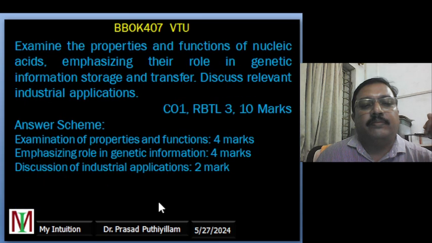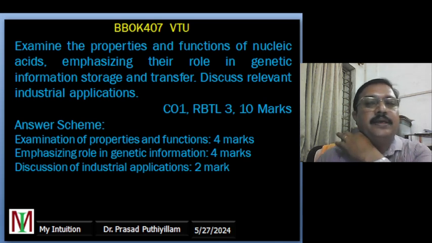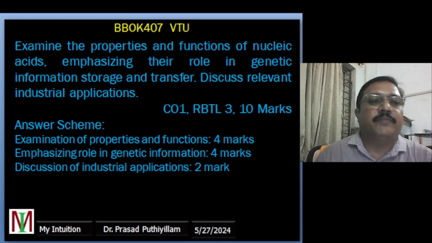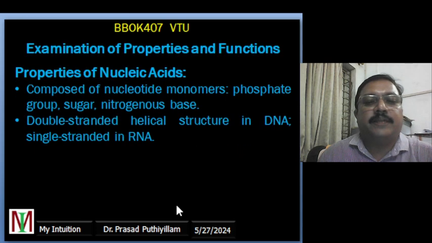Moving on to the next question: examine the properties and functions of nucleic acids, emphasizing their role in genetic information storage and transfer, and discuss relevant industry applications. That is course outcome 1, level 3, a 10 marks question. 4 plus 4 plus 2 is the mark distribution which I gave: examination of properties, emphasizing role in genetic information, and discussion of industrial applications.